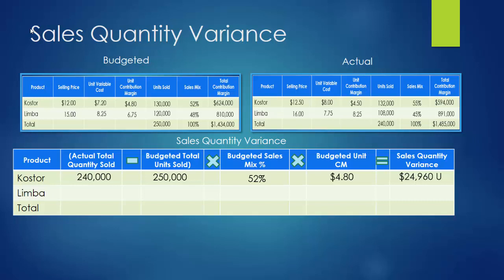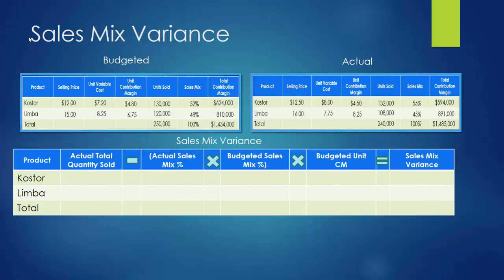Why again is it unfavorable? Because we sold 10,000 fewer units than we had budgeted for at the beginning of the period. Limba, well, the actual total overall sales are still the same, so we're still accounting for this 10,000 fewer units that we sold than we planned on. Limba was supposed to be 48% of our sales mix and have a contribution margin of $6.75. So according to our budget, this decrease in sales volume of 10,000 can be attributed to a $32,400 unfavorable variance for Limba. And in total, that is a $57,360 unfavorable variance.